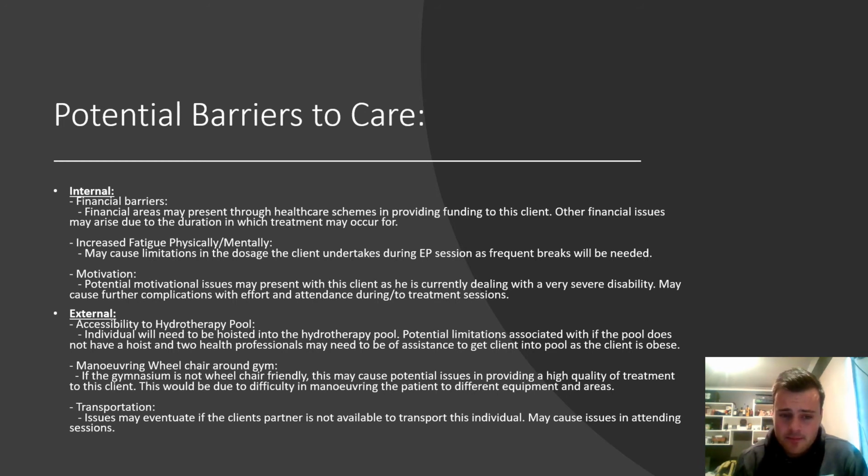Another barrier might be him manoeuvring around in his wheelchair throughout the gym. If the gym is not wheelchair friendly, it might cause potential issues in him getting to different areas and equipment throughout the gym, which will decrease the quality of his treatment. And transportation also might be a barrier. If his partner is not available, he might not be able to get to and from the treatment session, which might cause issues in him actually attending.